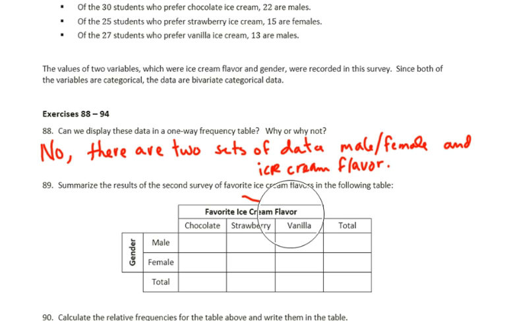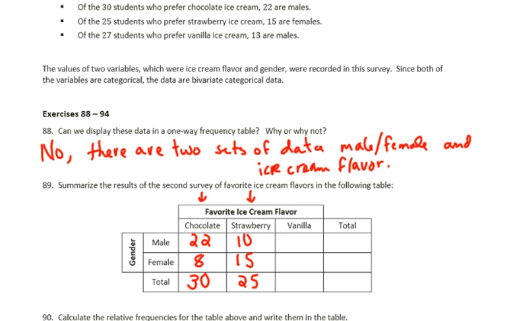Let me get rid of this, where the line came from. So we're going to look at chocolate. This is the chocolate column. And 30 students total. 22 are male. That means 30 minus 22, there's 8 females. Now I go to the strawberry. 25 students chose strawberry, and 15 are female. That means there were 10 males. 25 minus 15 is 10.